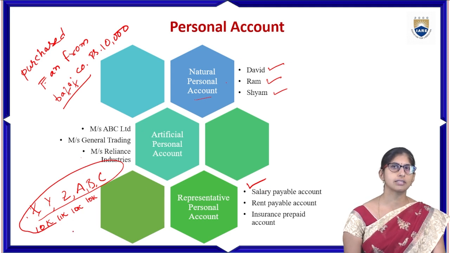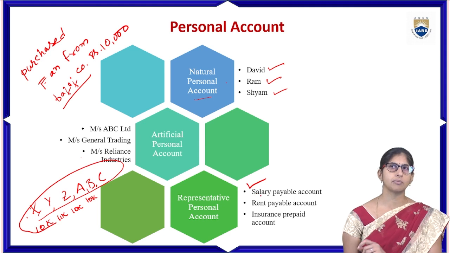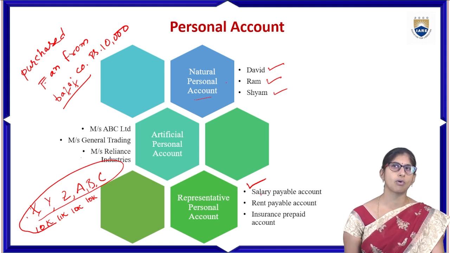In this, what is the amount we have to pay? For example, 1 lakh is the total amount we have to pay. So this 1 lakh we have to pay is shown as the salary payable account. This is how the salary payable account of 1 lakh is what we are going to transact.